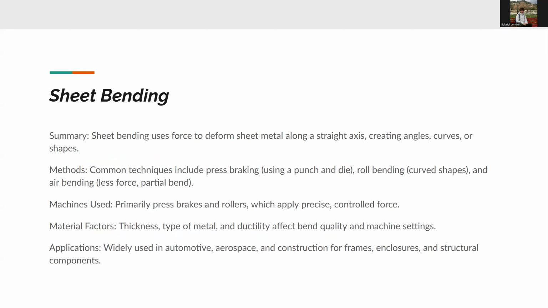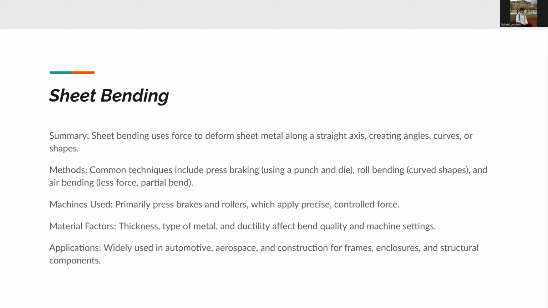So the next method of manufacturing that I'm covering is sheet bending. Sheet bending uses force to deform sheet metal along a straight axis, creating curves, angles, or shapes. Common techniques include press braking, roll bending, and air bending.